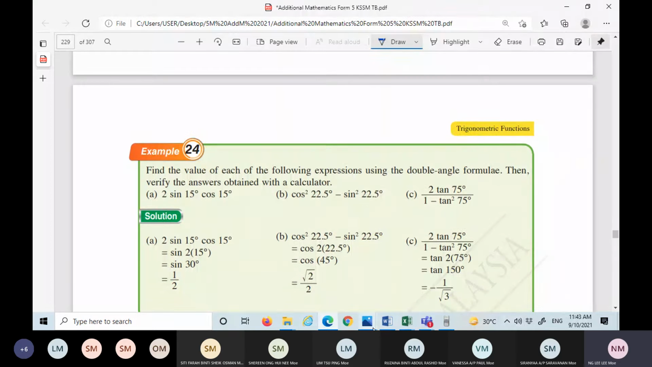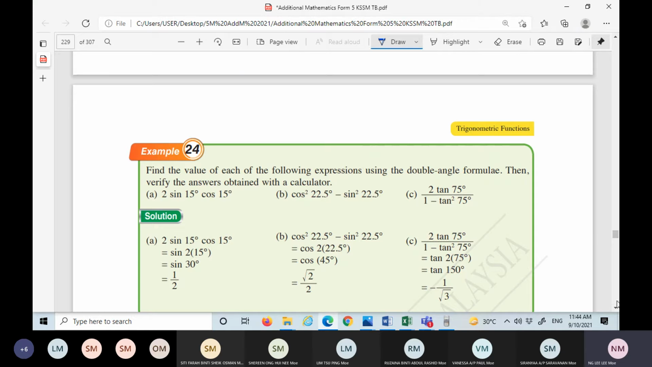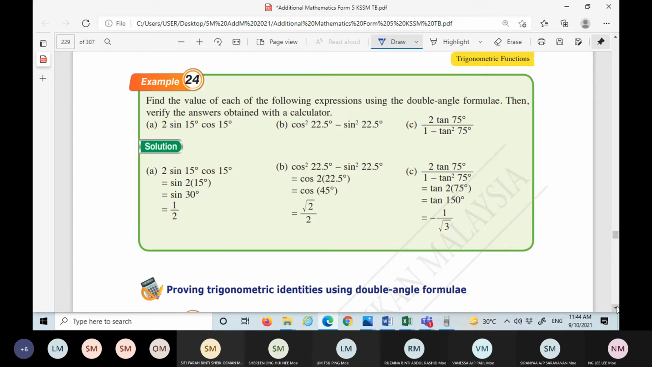So we look at the formula list. You see or not, your double angle formulas are all here. For cos 2A, the 3 formulas are all here. So don't worry, you don't have to memorize it. It's just in case the question asks you to derive. You must know how to derive it. So we come back to the example. Look at example 24.